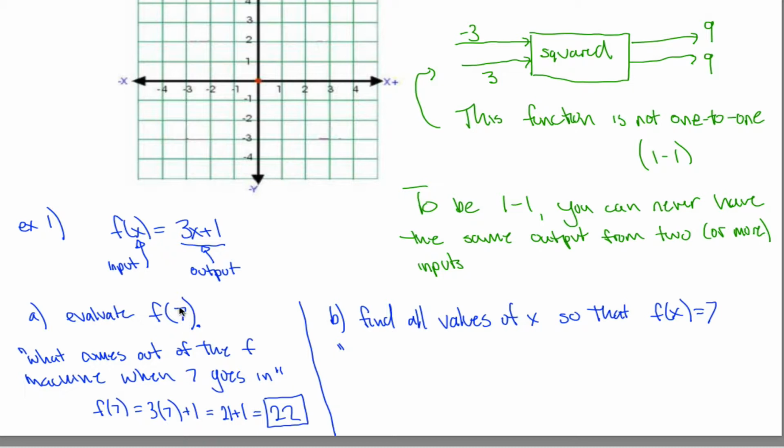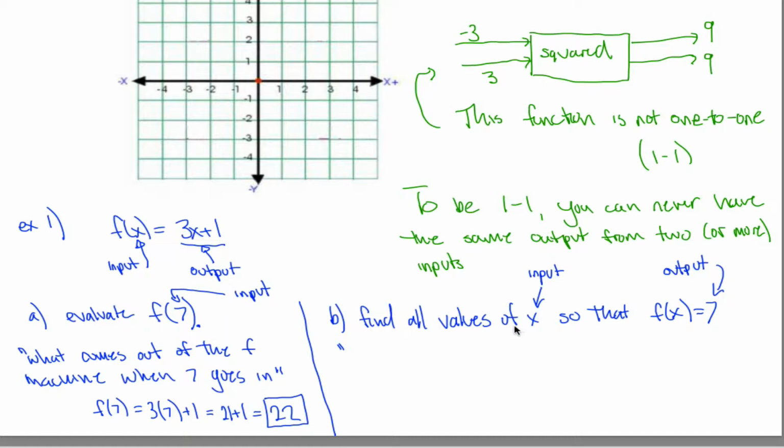Over here, you're told the input 7, and you are asked to figure out the output. Over here, you're asked to figure out the input so that the output is equal to 7. Whereas over here, you're told that the input is equal to 7. So over here, the output's 7. Over here is the input 7.